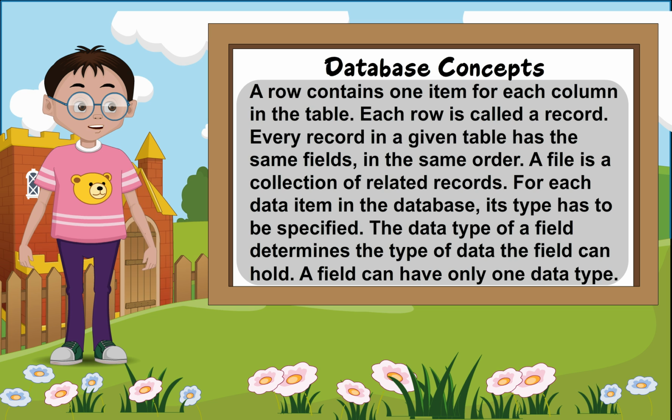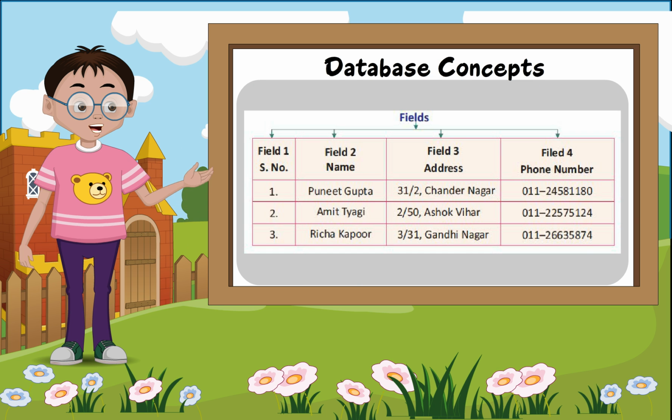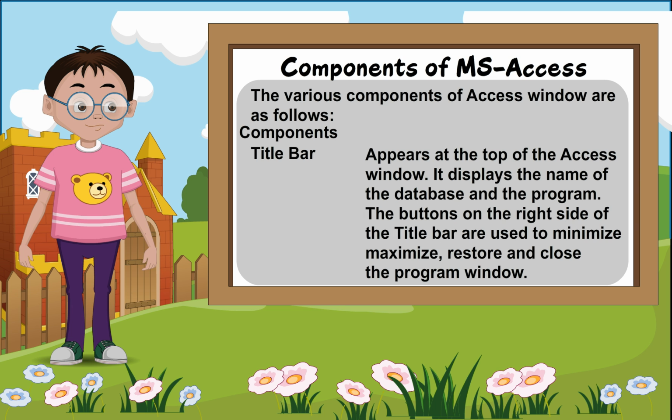Each row is called a record. Every record in a given table has the same fields in the same order. A field is a data item in the database, and its type has to be specified. The data type of a field determines the type of data the field can hold. A field can have only one data type.